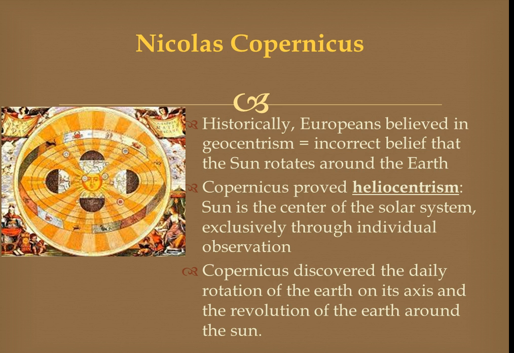He also discovered the daily rotation of the Earth on its axis and the revolution of the Earth around the sun. So the concept of a year and a day, those were scientifically proven by Copernicus, even though people had been believing in those things and living their lives by those sorts of calendars for thousands and thousands of years.